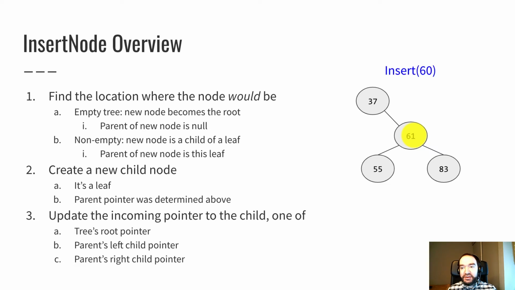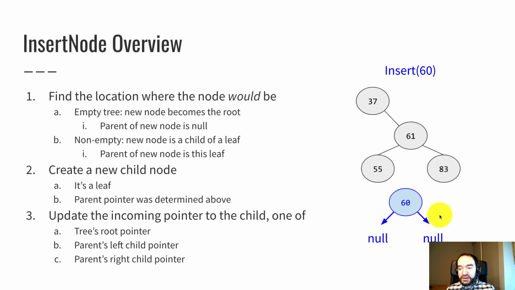So for example, let's say we insert 60 into the binary search tree on the right here. First, what we'll do is the standard search algorithm to locate where 60 would be if it were in the tree, and that would start at 37 and go right and then left and then right. So 60 should be the right child of 55. Then we allocate a new node object.